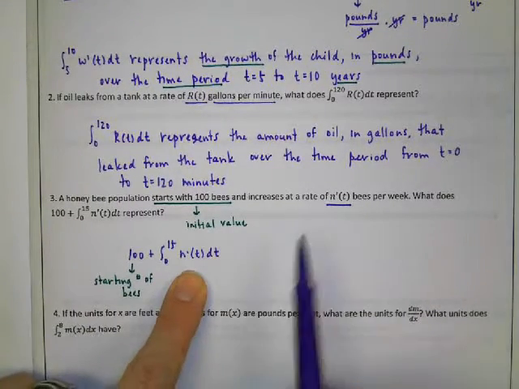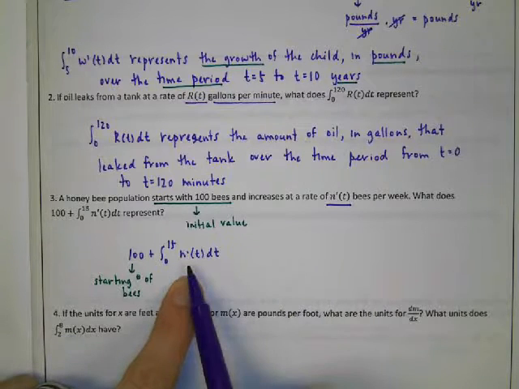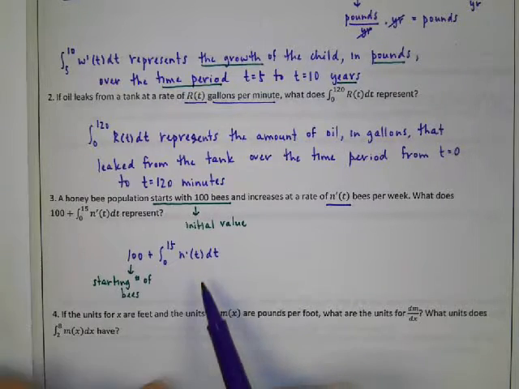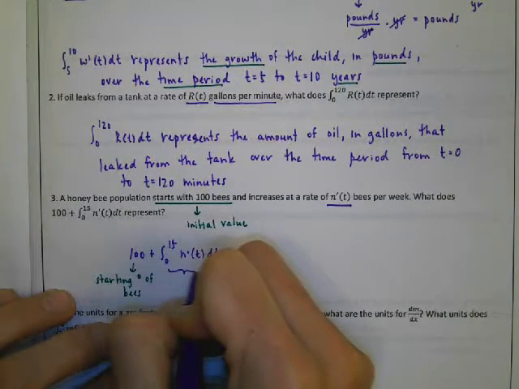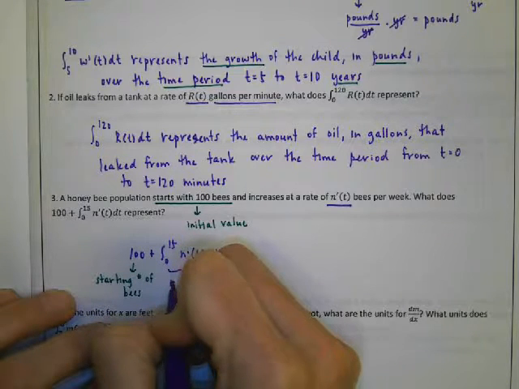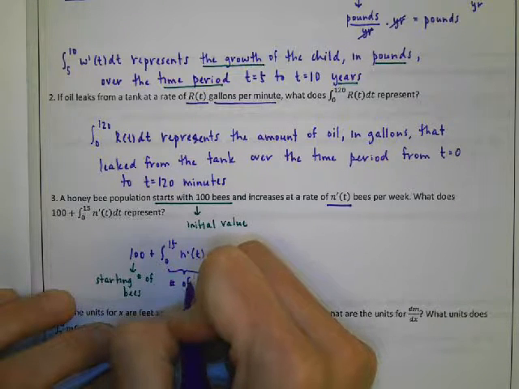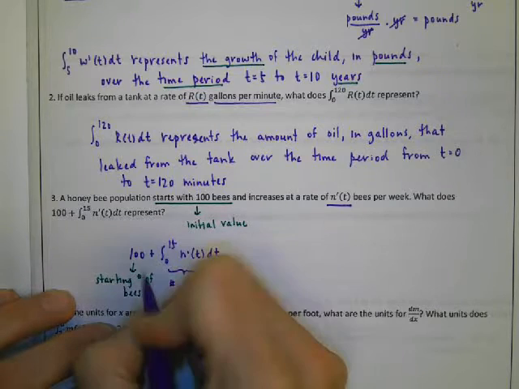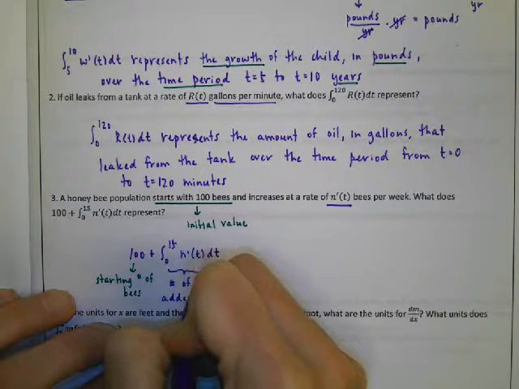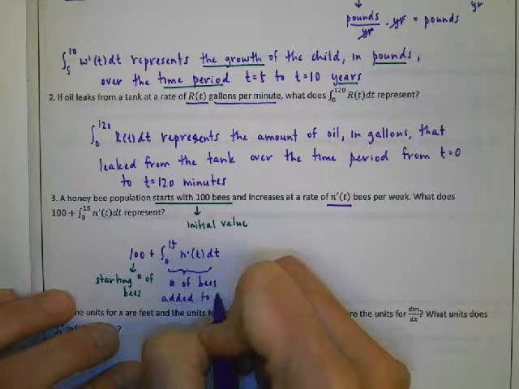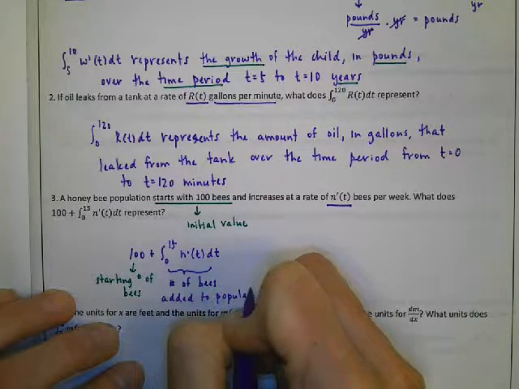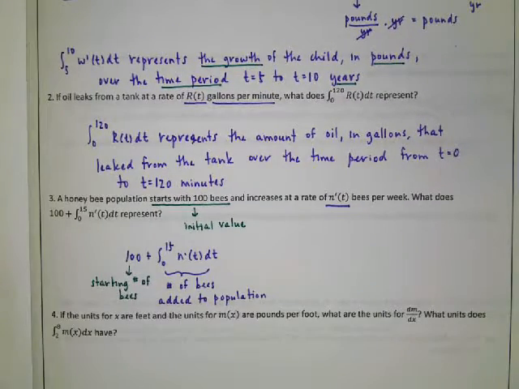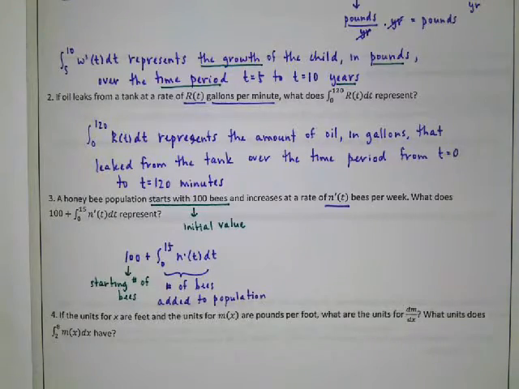Now, my rate, let's see, this is the bees per week times the number of bees. So this would be the amount of bees added to the population. My integral is going to give us the number of bees added to the population. So it tells me how many bees that population increased by.